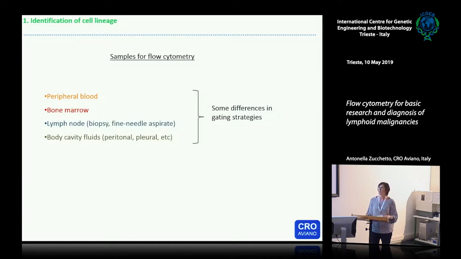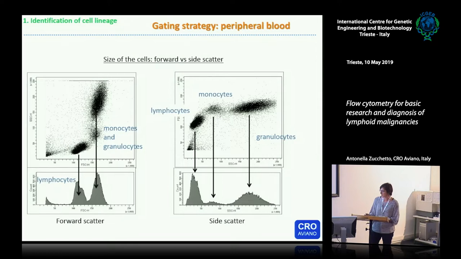So, which are the samples that are used for the flow cytometry evaluation of lymphoma and leukemia? Peripheral blood, of course, bone marrow, lymph node, and in this case we use biopsy or fine needle aspirates, and these are the main samples that are used. According to the sample we are using, there are some differences in the gating strategies. Here I will show you some examples.